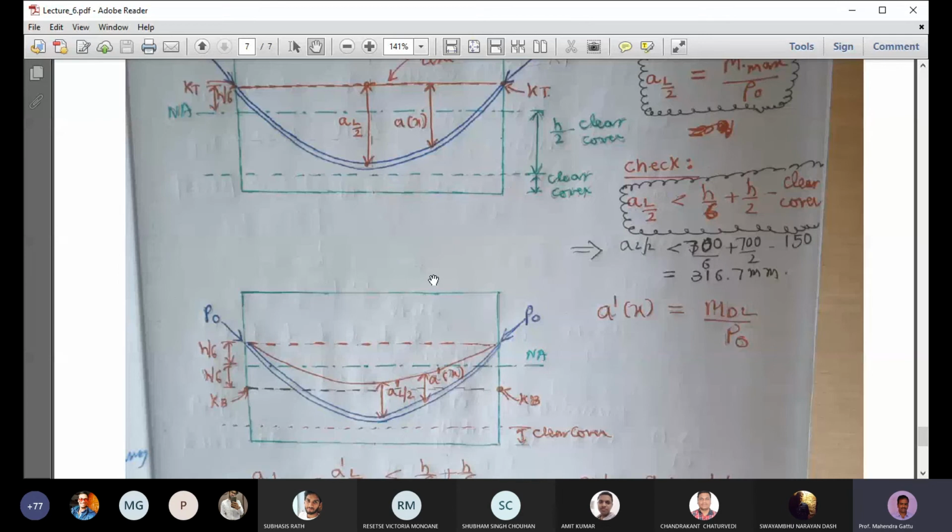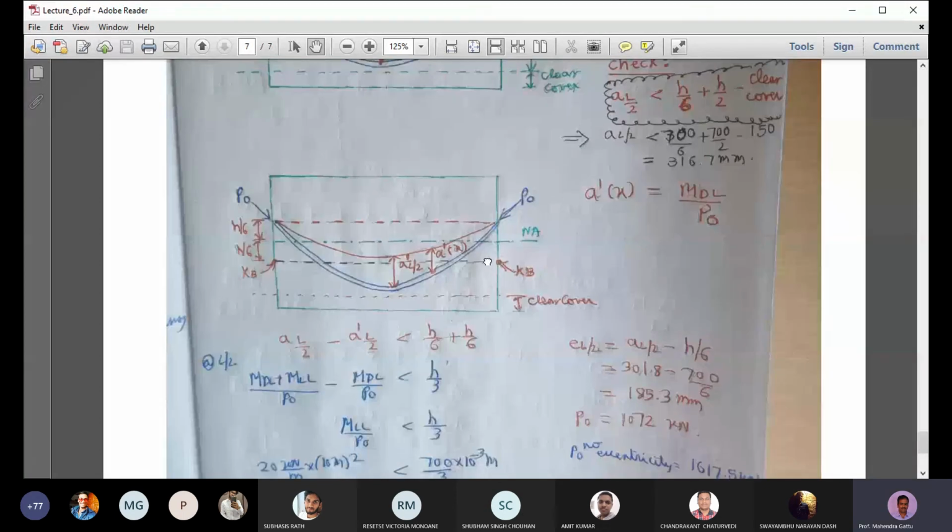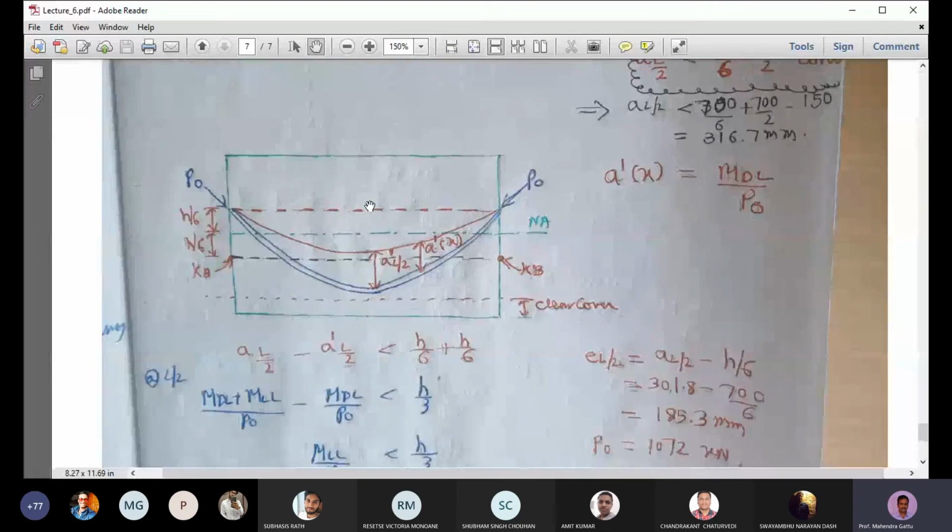So if you look at this figure, this is aL/2. That is the distance of the top kern line from the cable line. And this distance is a'L/2, the distance of the cable line from the pressure line. So the difference is this much. And this distance should be less than h/6 plus h/6. Okay, so that is what we have.